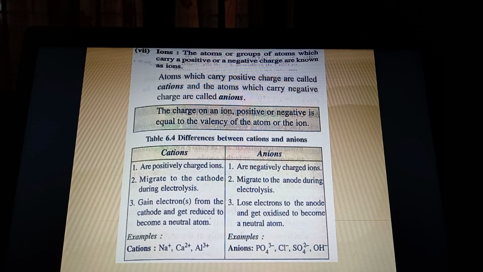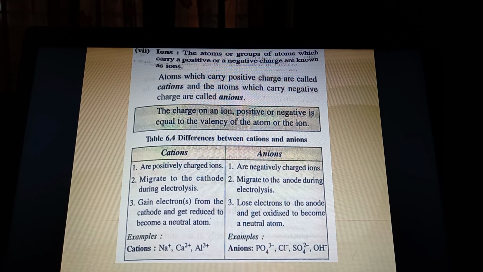Now, what are ions? Ions are basically the atoms or group of atoms that carry a positive or negative charge. Atoms which carry a positive charge are called cations, and the atoms which carry a negative charge are called anions. So, the charge on an ion, positive or negative, is equal to the valency of an atom or the ion. Now, cation and anion table.